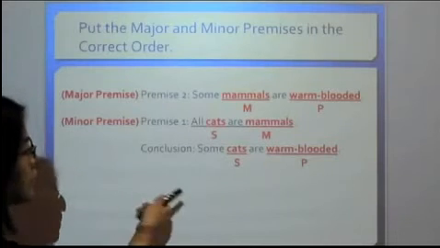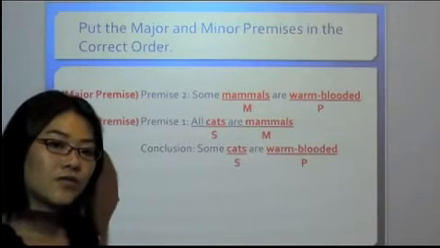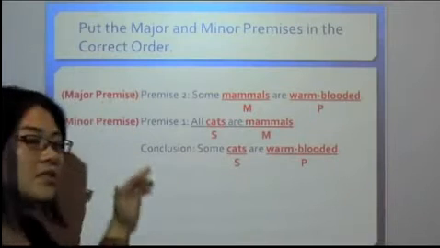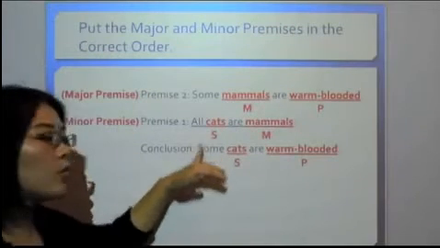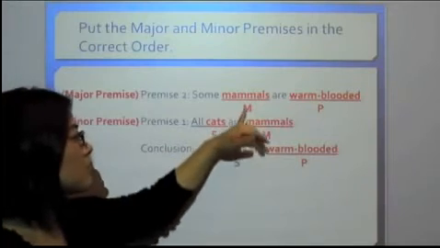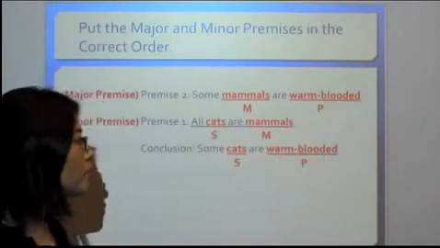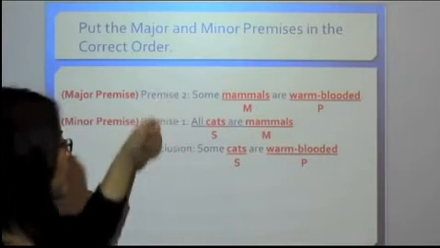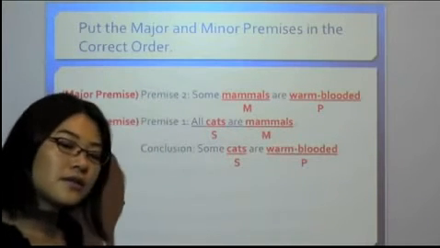So now this argument is in standard form. This is a standard form categorical syllogism. All the premises are in the right order. We have only 3 terms: the S term, the M term, and the P term. They're all standard form categorical statements. We have 2 premises, 1 conclusion, and it is a deductive argument.